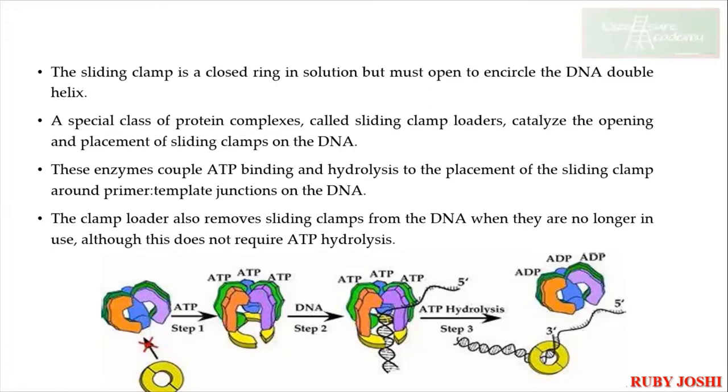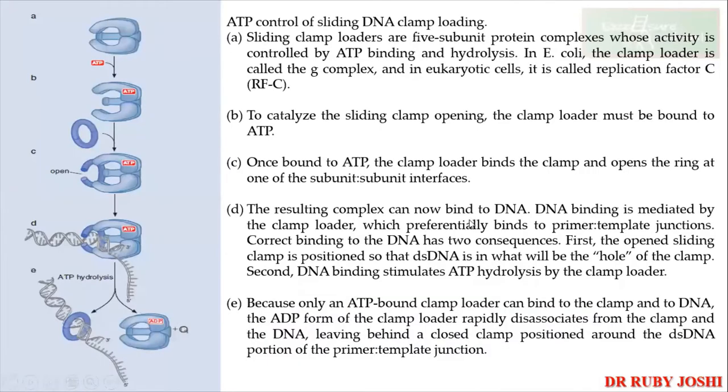Just have patience. So these enzymes, they couple ATP binding and hydrolysis to the placement of the sliding clamp around the primer template junctions. Okay. So clamp loaders also remove sliding clamps from the DNA when they are no longer in use. And it does not require ATP hydrolysis. Kisi bhi protein ka conformational change lane ke liye, you always need ATP hydrolysis. Theek hai? Itna by default yaad rakho.